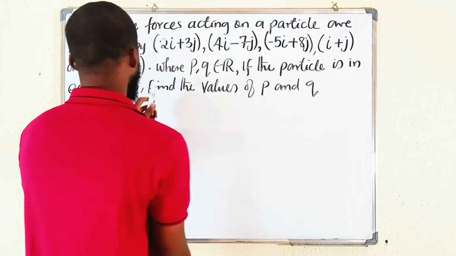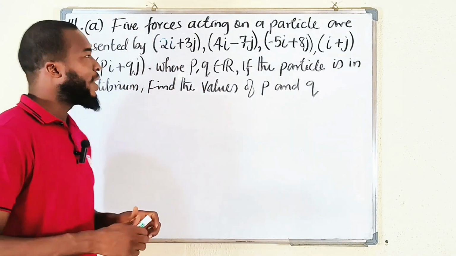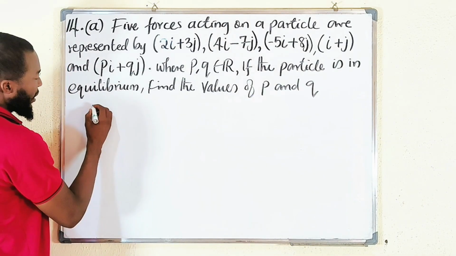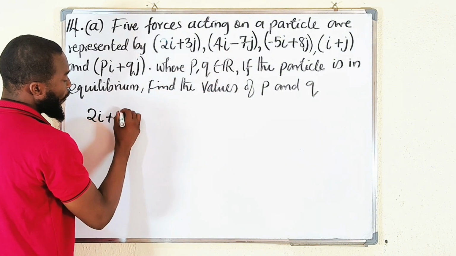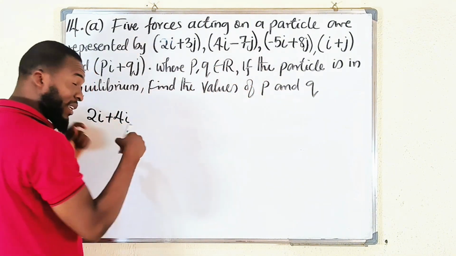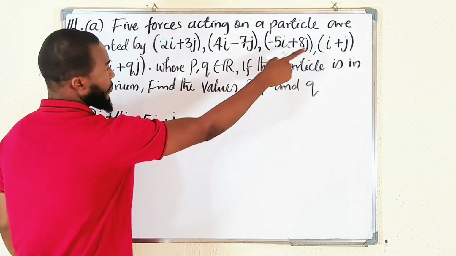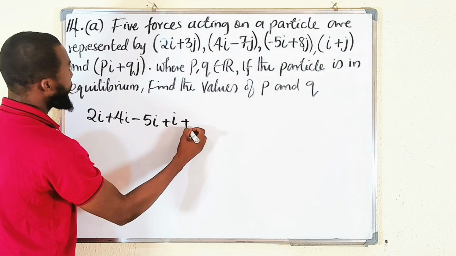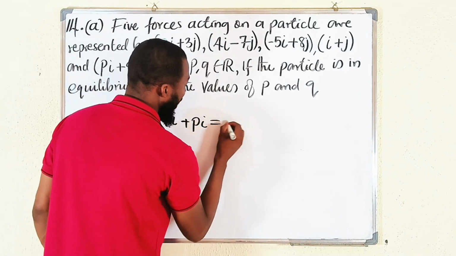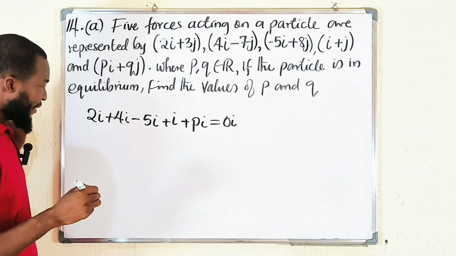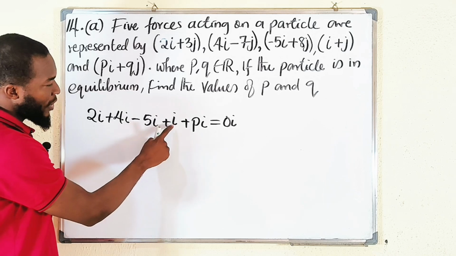All right. You see, in this situation, we have 2 components, components I and J. Both will be equal to 0. So let's start with the I component. This is very simple to solve: 2I plus 4I, plus and minus will give us minus 5I, then plus I, lastly plus PI. All of this will give us 0I. You should know that. So let's solve this one first. 2 plus 4 is 6, and 6 minus 5 is 1, plus 1 is 2.